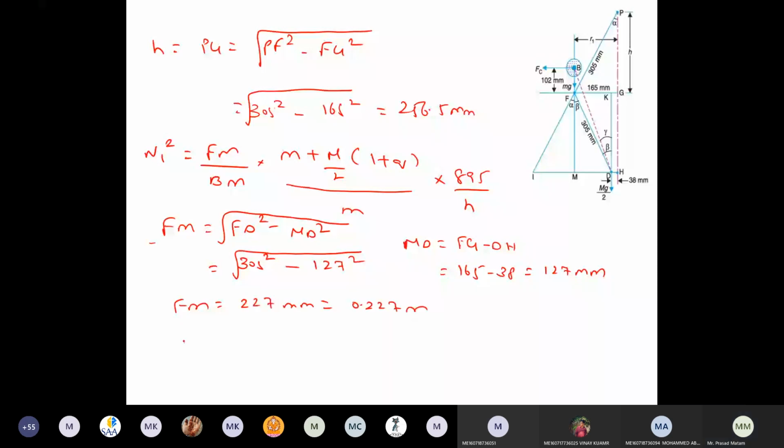Now try to find out the BM value. How to find BM? BM is nothing but BF plus FM. BF we already have, given as 102 mm, and FM we already found, that is 227 mm. What is the answer we are getting totally? 379, which is equal to 0.379 meter. Now substitute all the values. N1 square is equal to, what is FM? 0.227, and BM is 0.379.